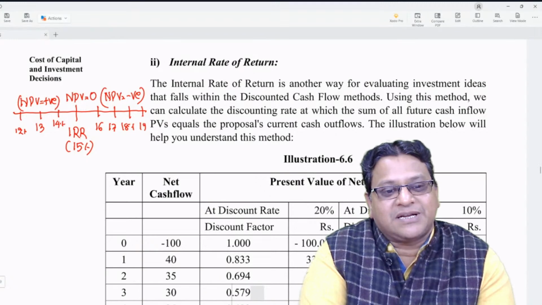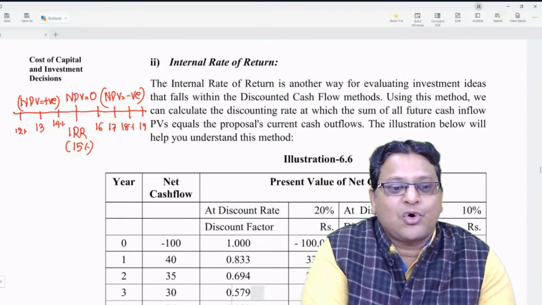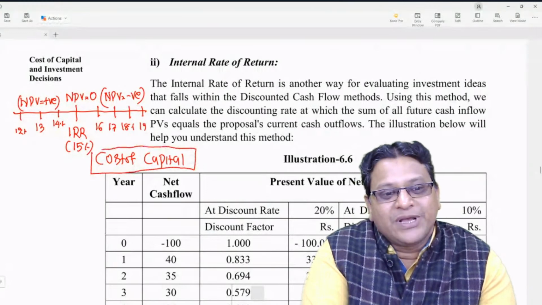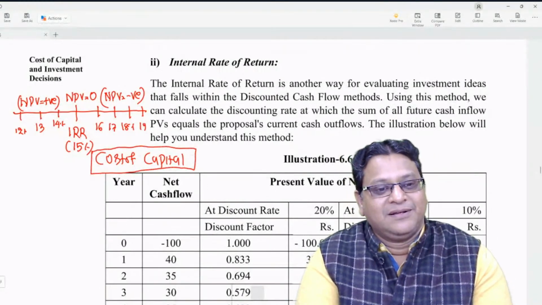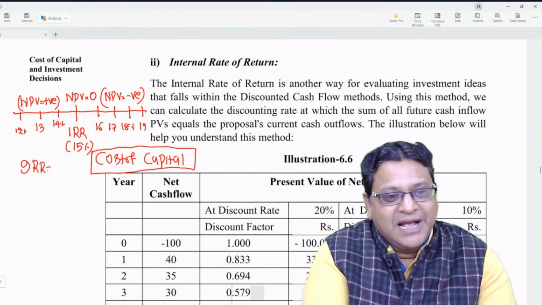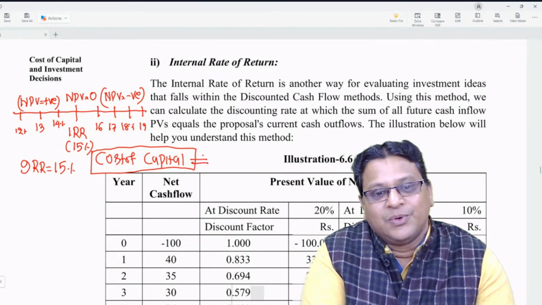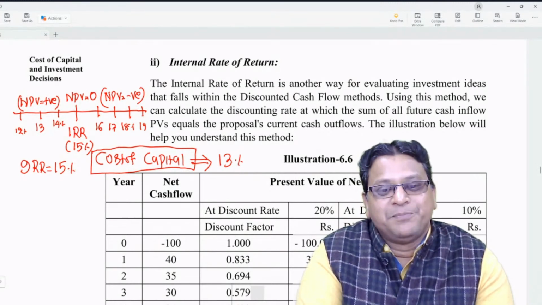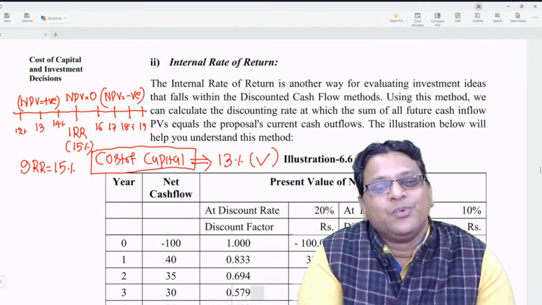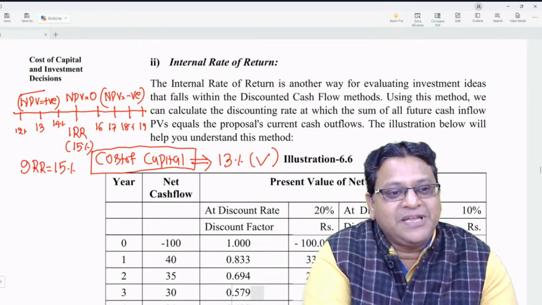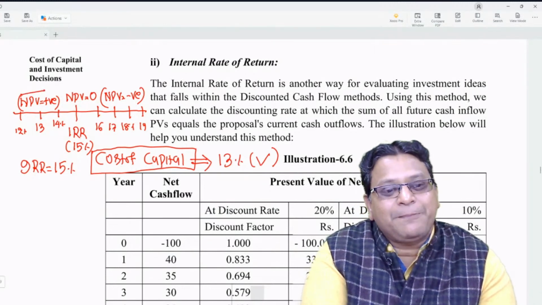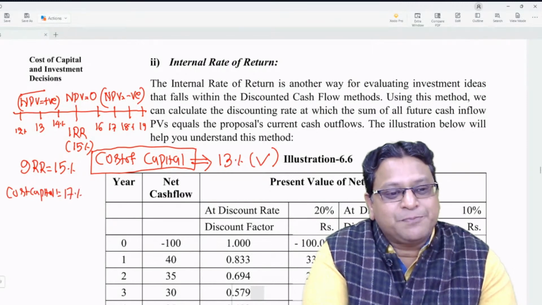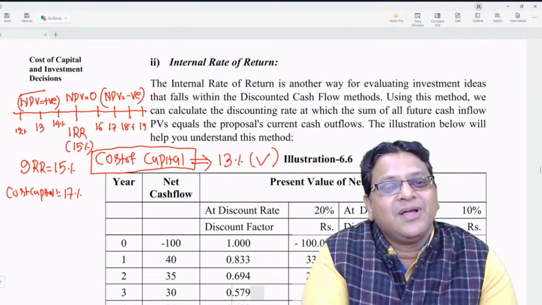Generally, the rate at which we discount the project is known as the cost of capital. So in case of IRR, we compare two things: IRR and cost of capital. Suppose IRR is 15% and cost of capital of the project is 13%. Should we do the project? Yes, we should, because if we discount at 13%, we will generate a positive NPV. If cost of capital is 17%, should we do it? No, because the NPV will be negative.